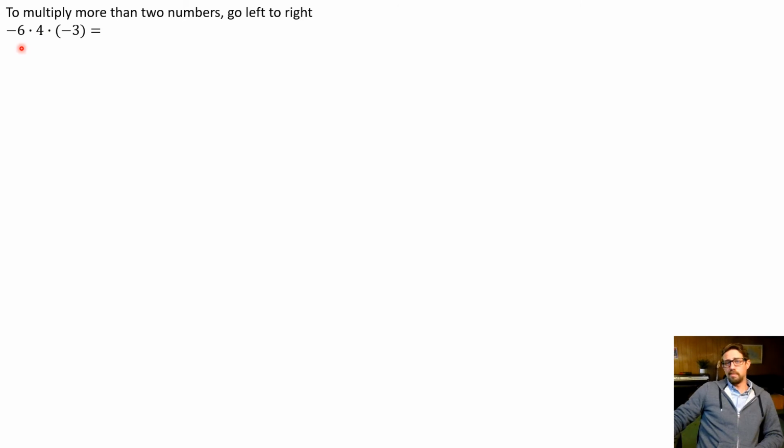So when we have a bunch of stuff we're multiplying together that's not all just positive, maybe get in the habit of using parentheses if you even slightly suspect that you should. Okay, so once again, you just go from left to right. First you just do negative 6 times 4. And you think, okay, I know that 6 times 4 is 24, and it's going to be negative because it's actually negative 6 times 4. Boom.